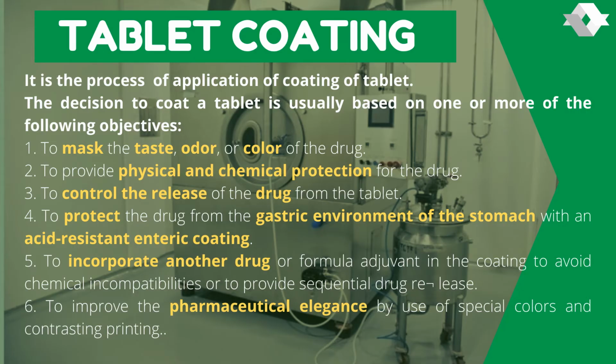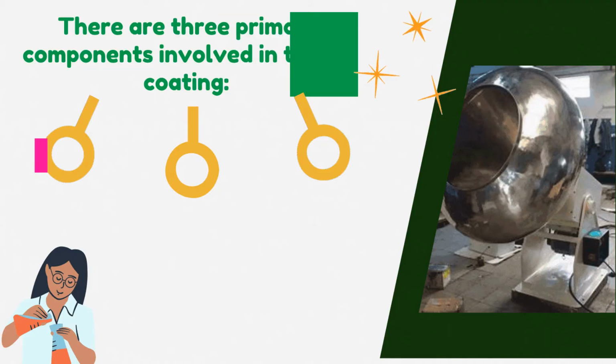So coming to the tablet coating now. There are reasons where one can go for the coating. Maybe the masking of the bitter taste, or having some sort of extra protection, physical protection or chemical protection, or to protect against acid, resistant enteric coating where you want to target it to the intestine. And if you want to incorporate another drug, or you want to enhance the pharmaceutical elegance.